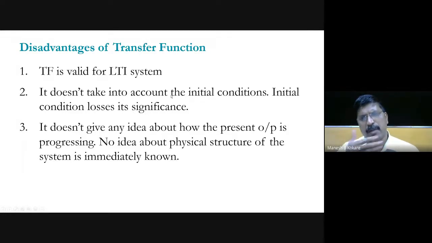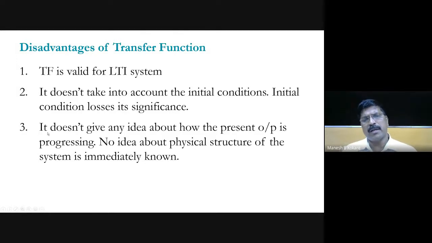See, as per the definition itself, we are saying that we ignore the initial condition. The transfer function is the ratio of the Laplace transform of the output variable to the Laplace transform of the input variable by assuming zero initial condition. So we are assuming zero initial condition. That is the ideal case, but in a practical case, sometimes there may be some initial conditions, which we are ignoring for finding the transfer function. So it doesn't take into account the initial conditions, and the initial condition loses its significance in the transfer function, right?